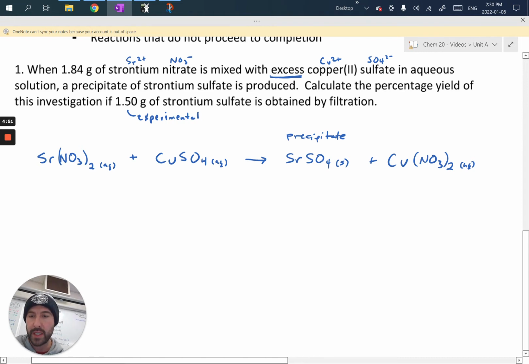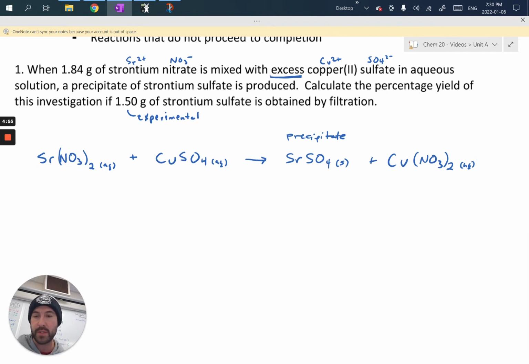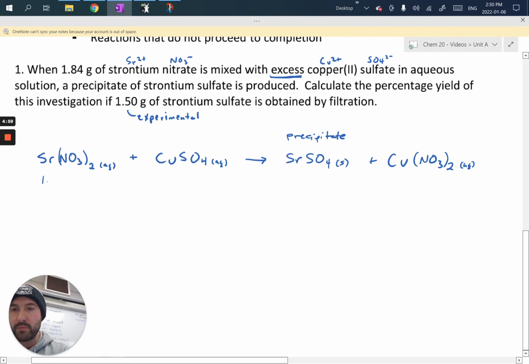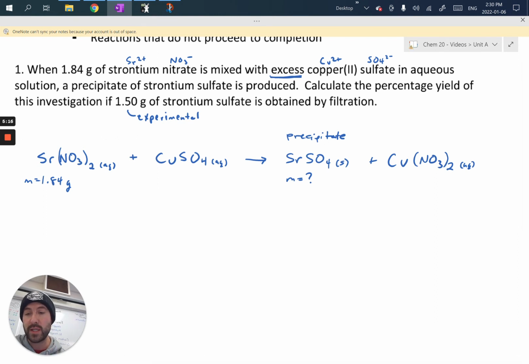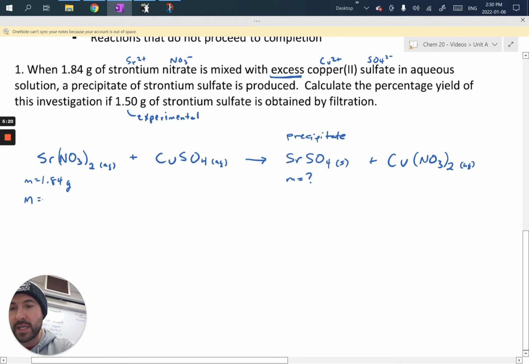So now let's find our theoretical or expected quantity of our precipitate that's going to be produced here. I know I have 1.84 grams of that reactant, and I want to figure out what mass of this product I'm going to have. So this is a mass-to-mass stoichiometry. We know that we're going to need our molar mass, so I calculated my molar masses ahead of time.